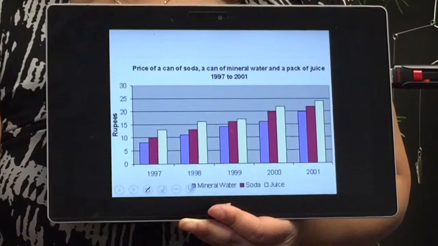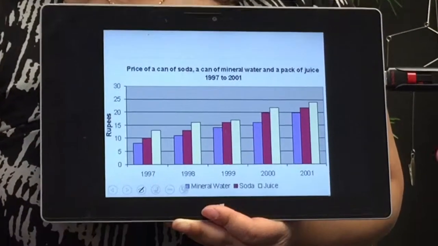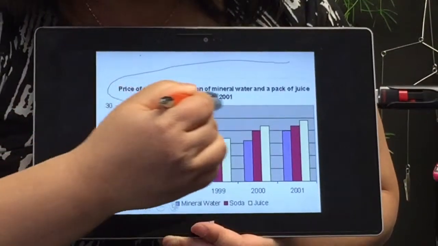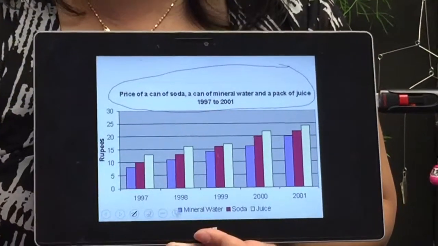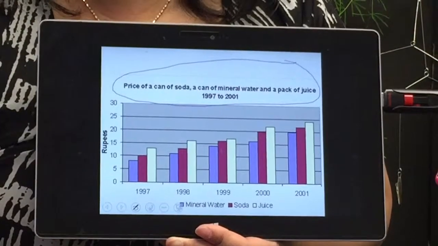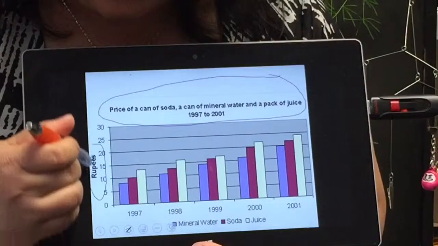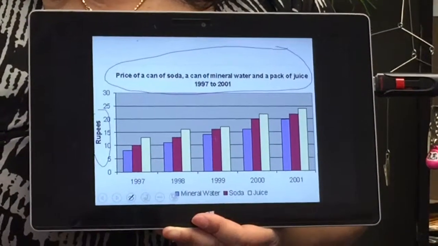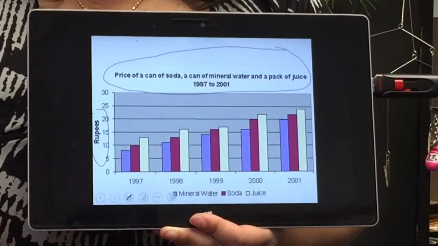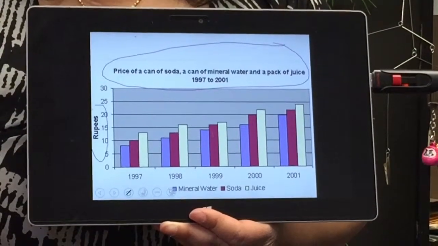The data presented in this bar graph is looking at the price of soda, mineral water, and juices between 1997 and 2001. Next, look at the axes to understand what is being measured. The y-axis is labeled as rupees. Rupees is a form of currency in India and other places, telling us about the cost of each of the beverages. The x-axis is representing the date that the prices were identified.